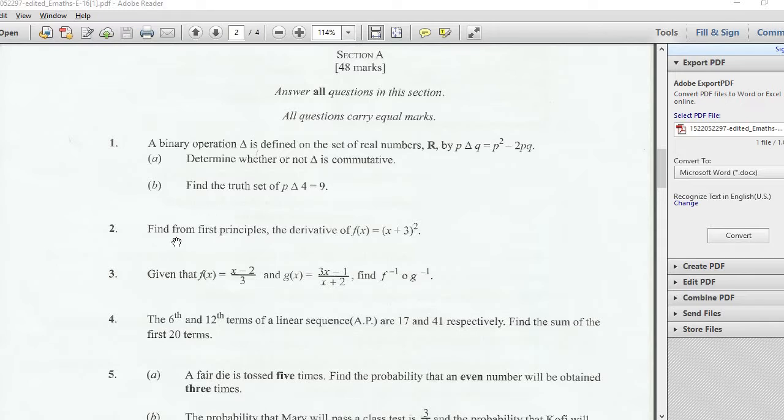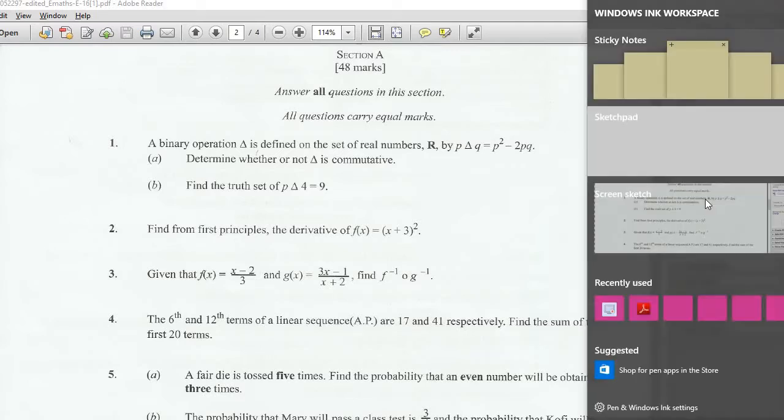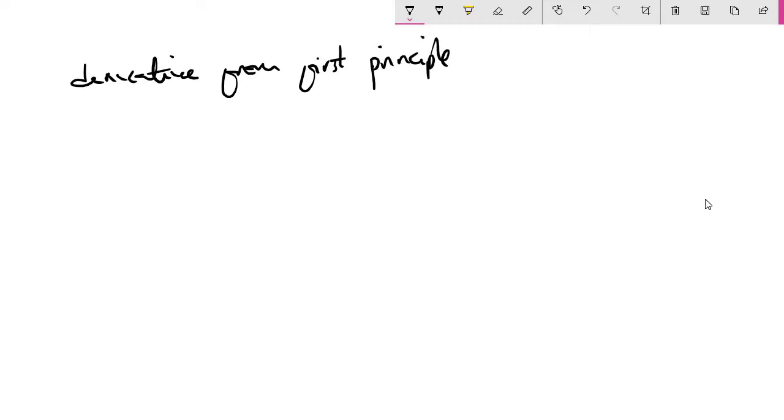So the question number 2 says find from first principles the derivative of f of x is equal to x plus 3 all squared. Okay, let's go to the sketchboard or the workbook or whatever it is you want to call it. So we are finding the derivative from first principle. Now allow me to underline first principle.